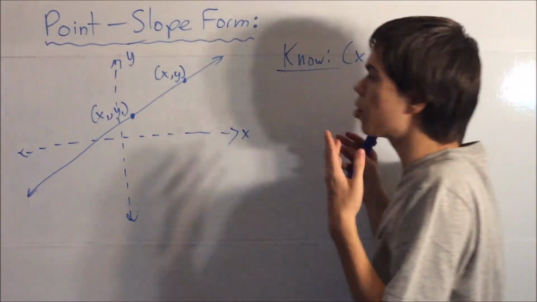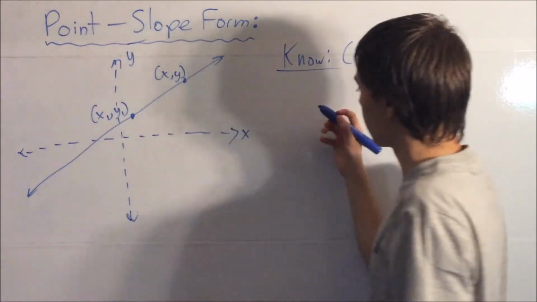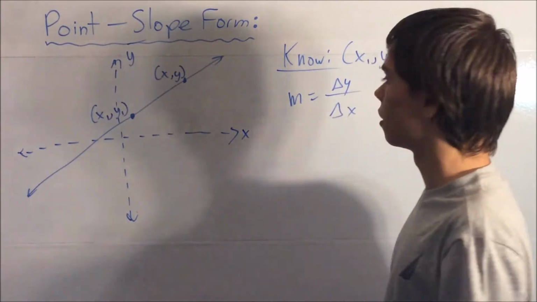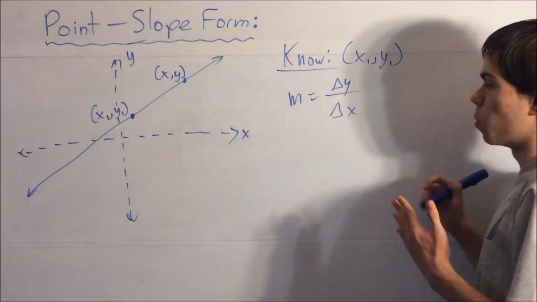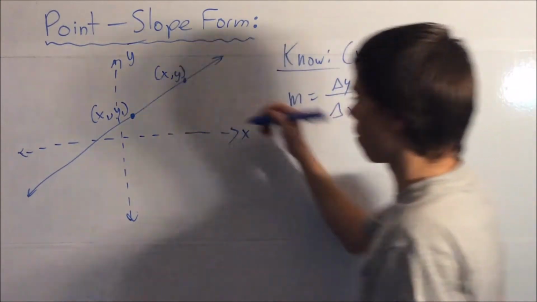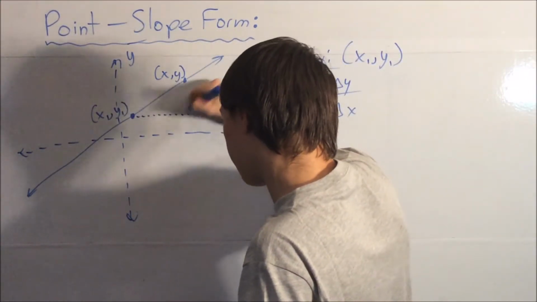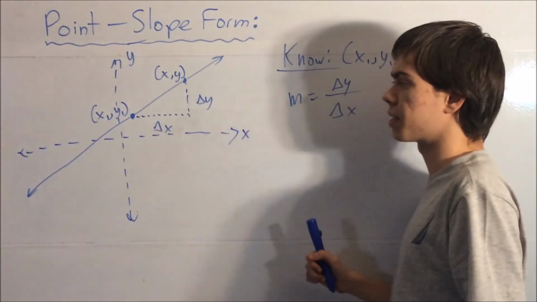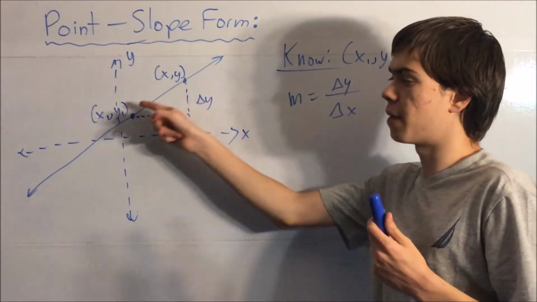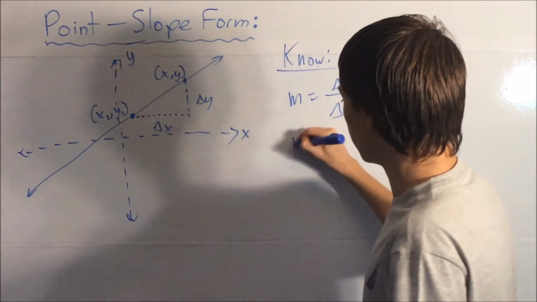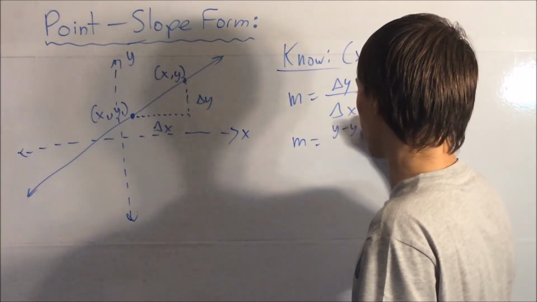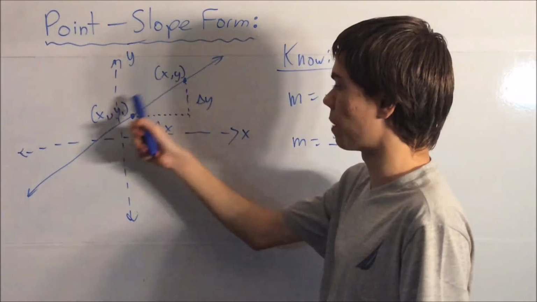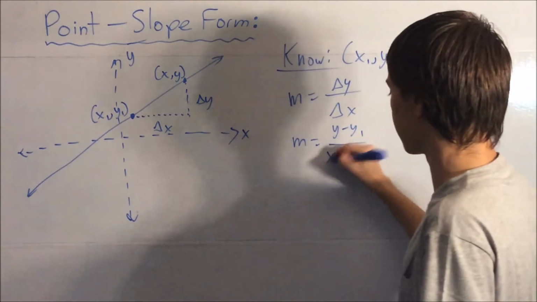Now, if we were to find the slope between these 2 points, then we know that that is just going to be delta y over delta x. If I want to represent what that looks like on the line, we have delta y over delta x between these 2 points. Now, delta y is just y minus y1. So we can just rewrite delta y as y minus y1. Now, delta x is just x minus x1. So we can rewrite delta x as x minus x1.